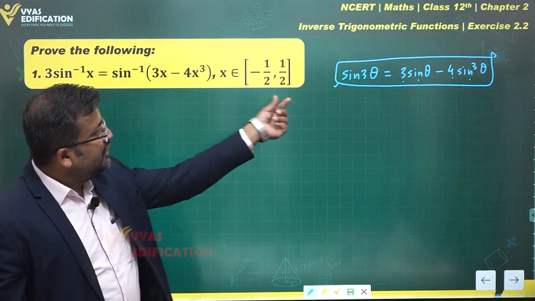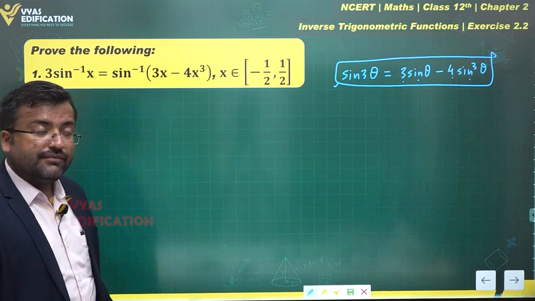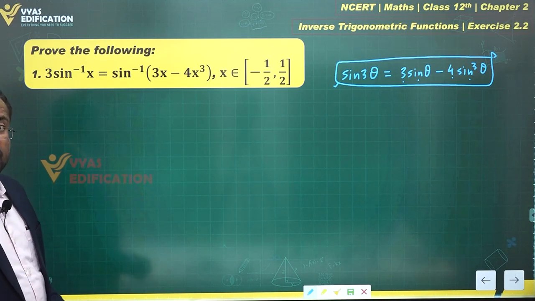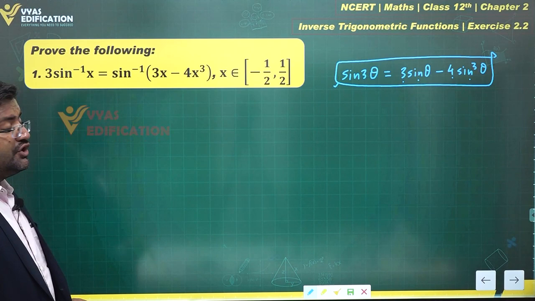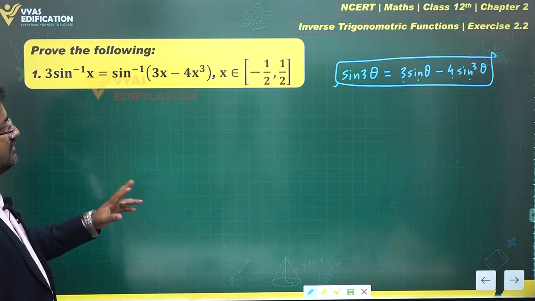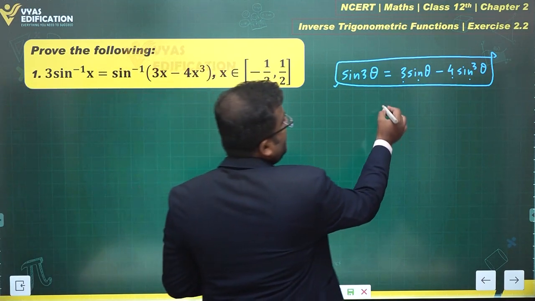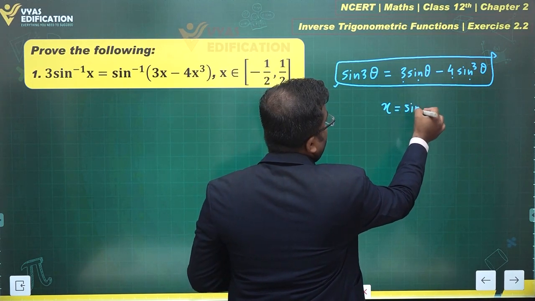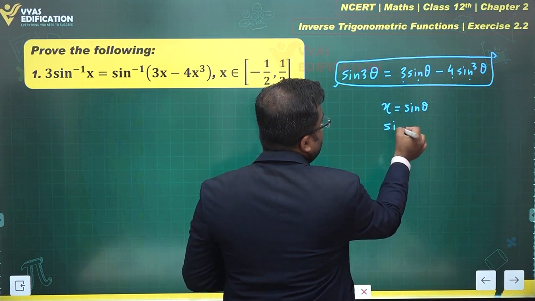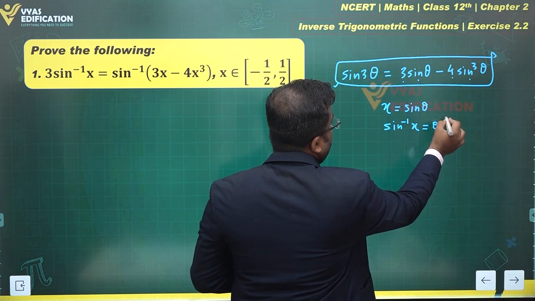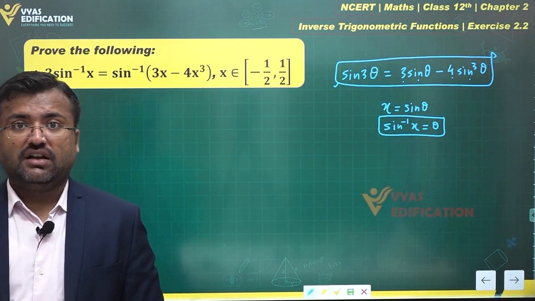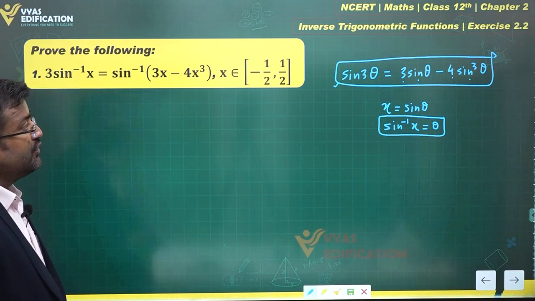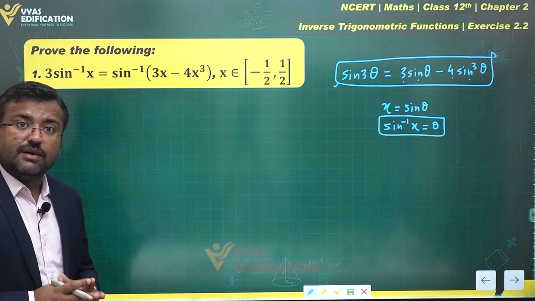Here you can observe that this x can be substituted as sine theta. This x can be substituted as sine theta, right? Let's observe. x equals sine theta, or instead of that can you say that sine inverse x is equal to theta. Can you observe this? This is the substitution that we have to make on the basis of this analysis up till now.